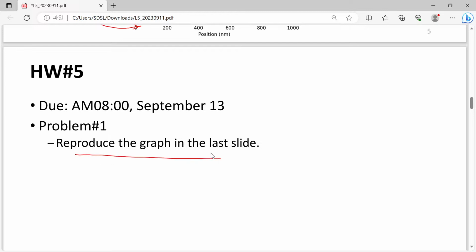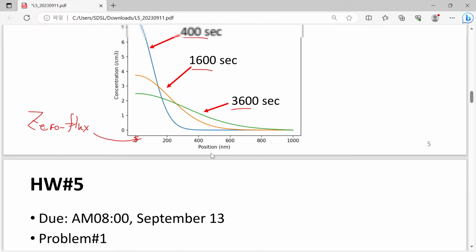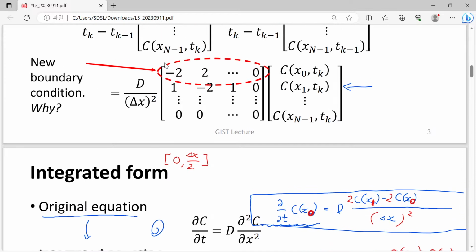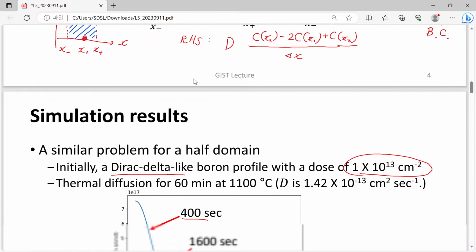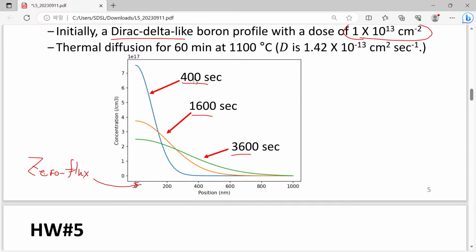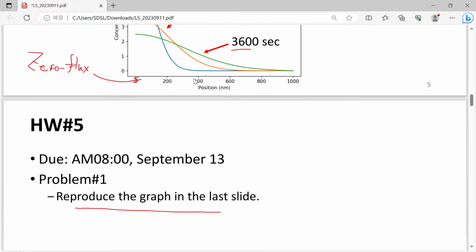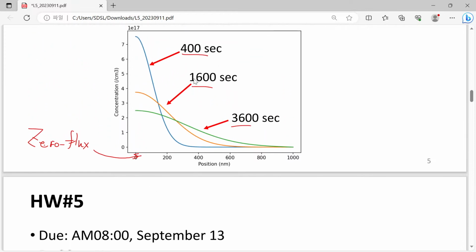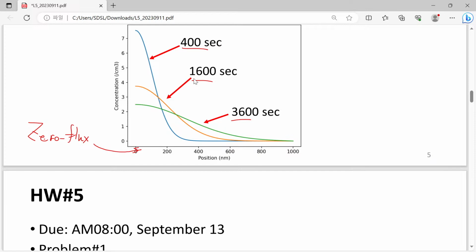Only difference is now you have to introduce different boundary condition. Previously, you did not care about these components. I don't care about this component. But now you have to introduce these two components. Then after that, you will get very beautiful, still Gaussian shape, half of a Gaussian shape in this case. Okay. Do you have any question about this homework number 5? So you have to be able to calculate this profile.